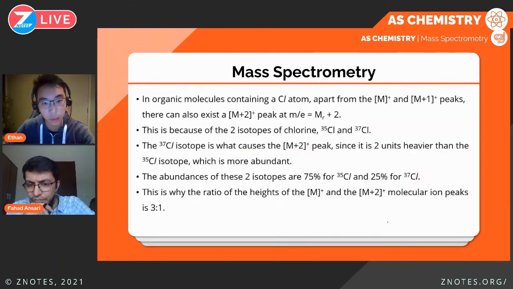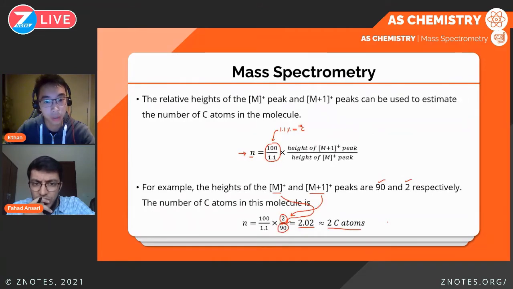For the ethanol, since there is a chance that one of the carbons could be carbon-13, would there also be a chance where both carbons might be carbon-13? Yes, that is perfectly possible.